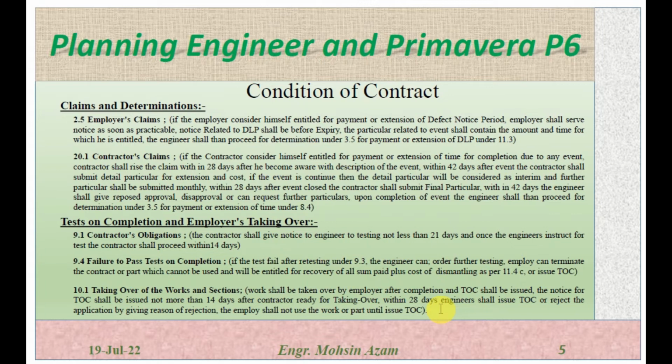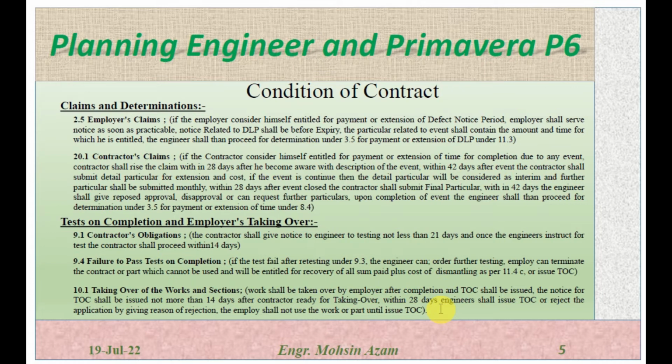So after notice or request from the contractor for the TOC, within 28 days the engineer has to issue the taking over certificate to the contractor, or he can reject the application by giving reasons, or he can issue the substantial TOC to the contractor.